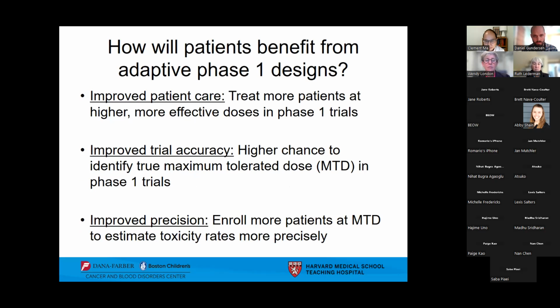So patients benefit from the use of adaptive phase designs because we can treat more patients at higher, more effective doses. We have better accuracy, and more often we are able to identify the true MTD using an adaptive design. And we have improved precision because we get to enroll more patients at the MTD to have a better estimate of the toxicity rate at the MTD. Next.